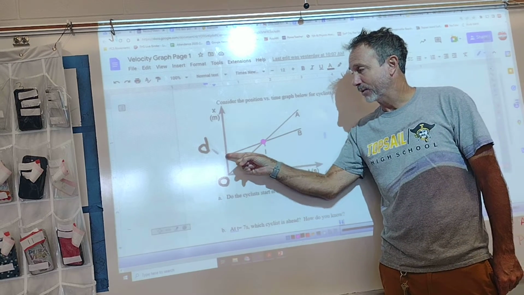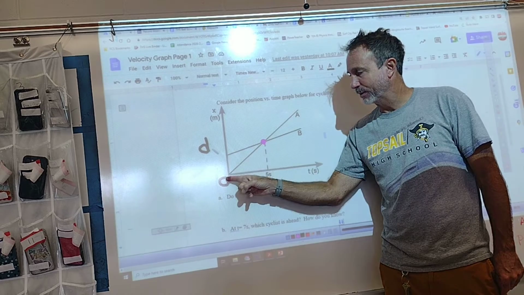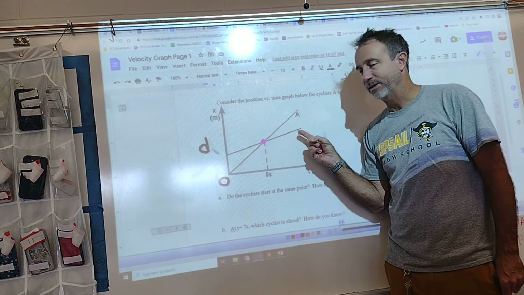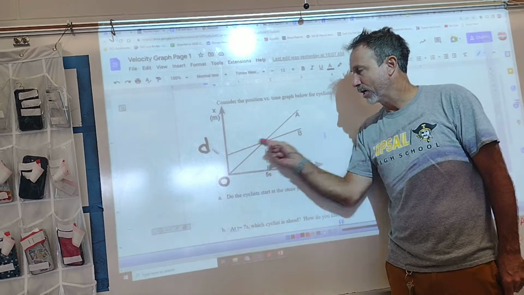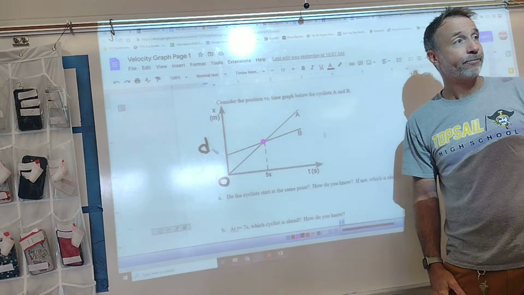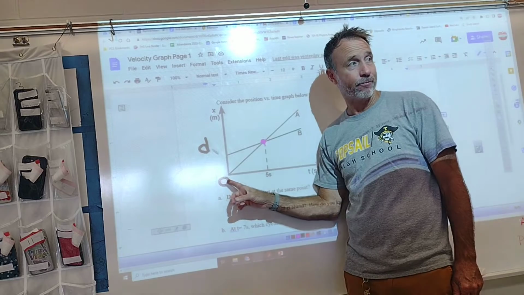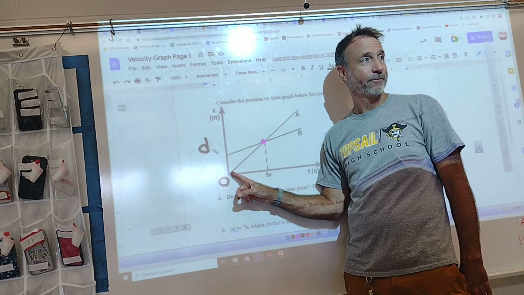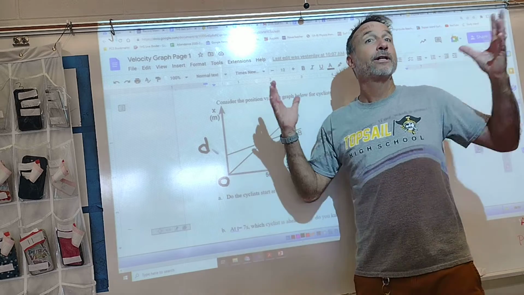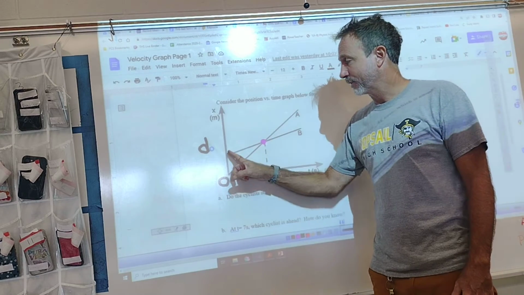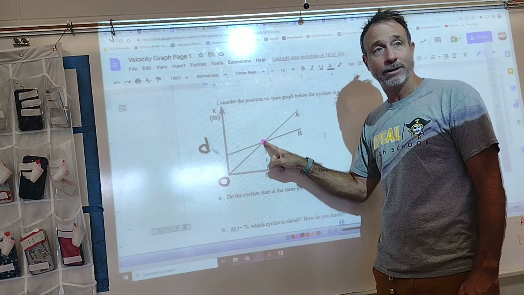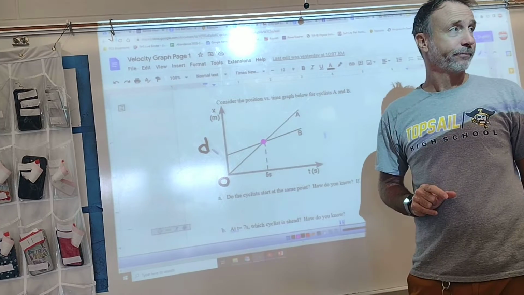But this object right here, it was never beside of you. It started away from you. This object B is going slower, but it had a head start. Because at time equals zero, it wasn't here where you were. It was over there. Does that make sense? And then when whoever yelled start, it started going very slowly. And then A quickly catches up to it and then passes it.